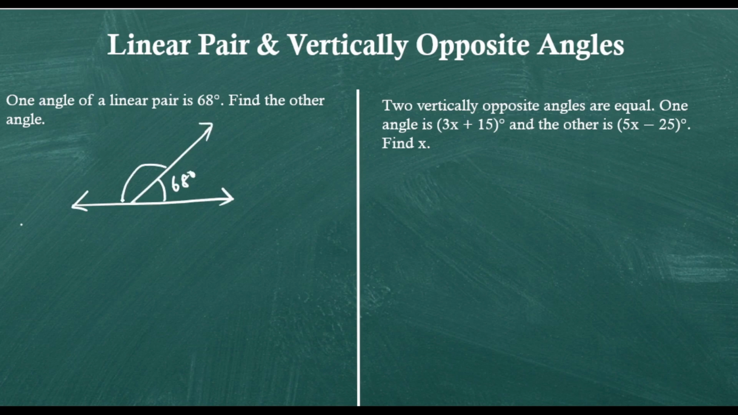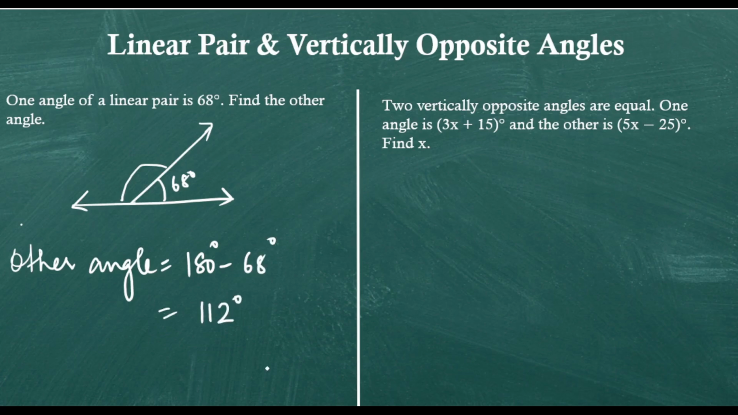You need to find the other one. So my other angle would be equal to 180 degrees minus 68 degrees, and that gives you 112 degrees. Two vertically opposite angles are equal. Of course, we know they are always equal. So if these are two intersecting lines, then the vertically opposite angles, this and this, are always equal.